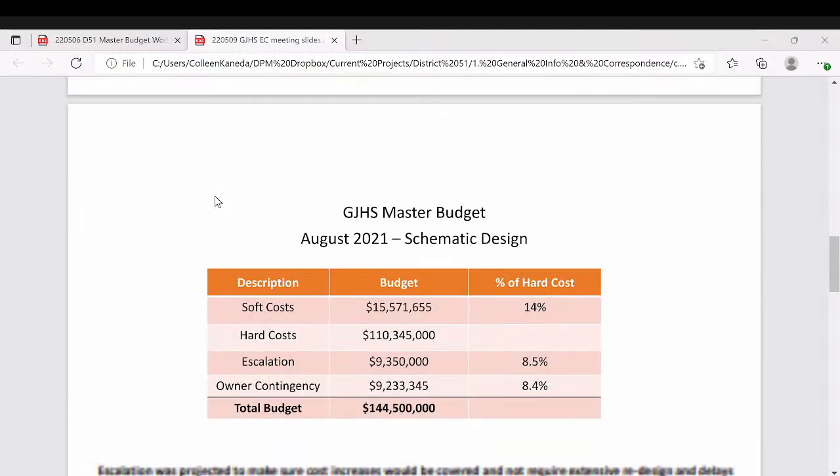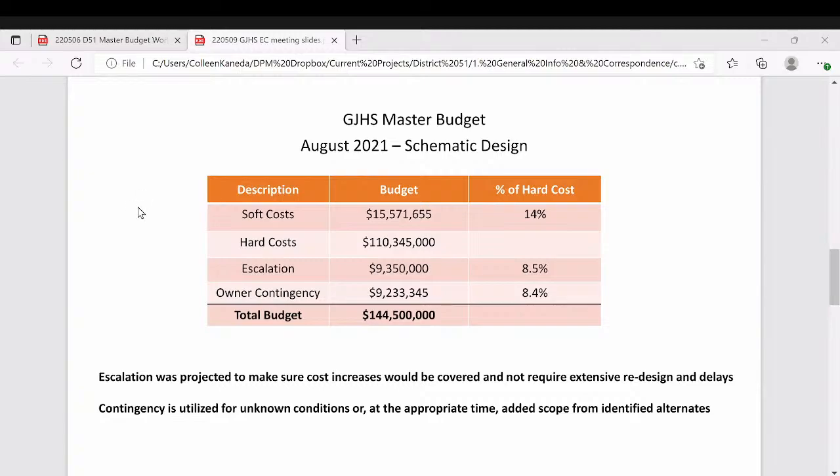So last August, how we got to our 144.5: we had all the soft costs, which are the consulting and furniture and some of the technology. That budget was about 15.5 million, about 14% of the hard costs. The hard costs, after we went through iterations to reduce them from the initial estimates, were 110 million. And then we carried escalation and owner contingency below the line. Both of those were about 8.4 to 8.5%. When we're that early in the process, we're generally a little more comfortable with higher percentages on those, especially not knowing what was going to happen in the market. But this is what we had, and that's how we moved forward with the 144.5.